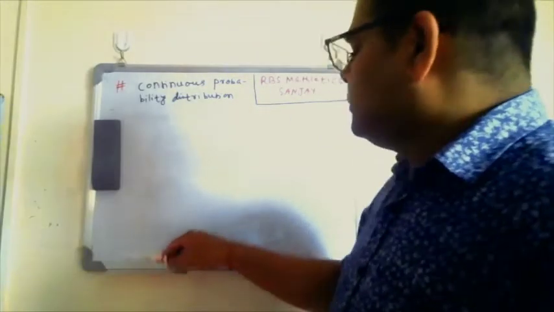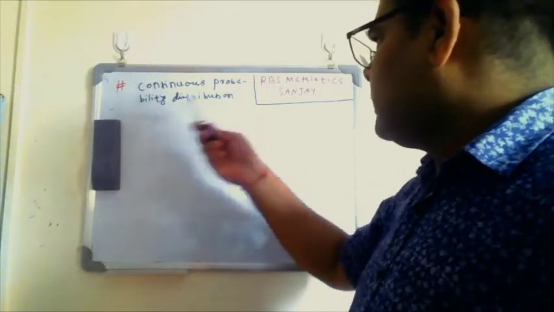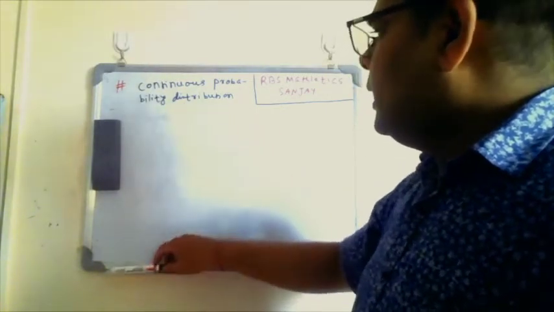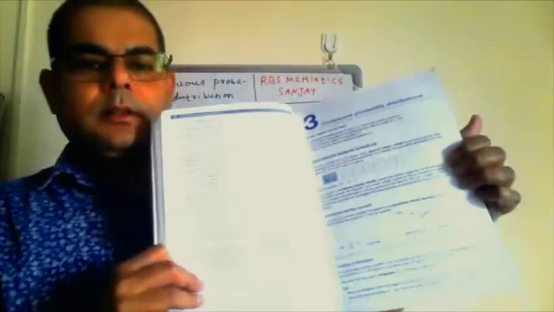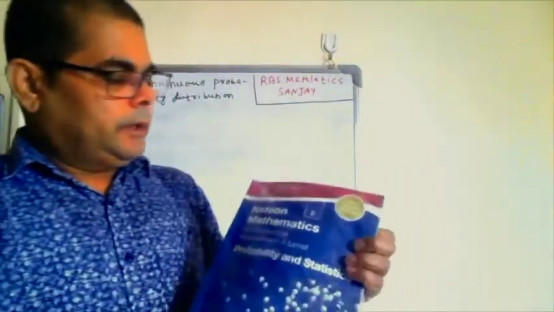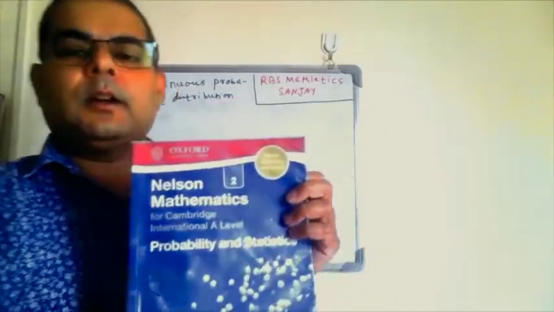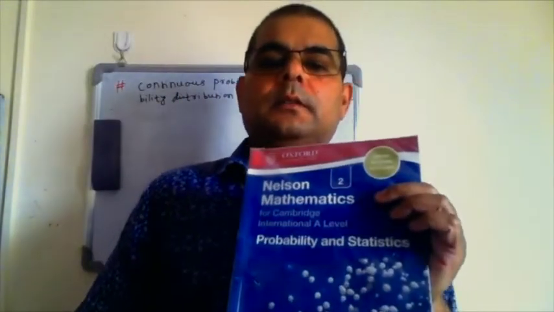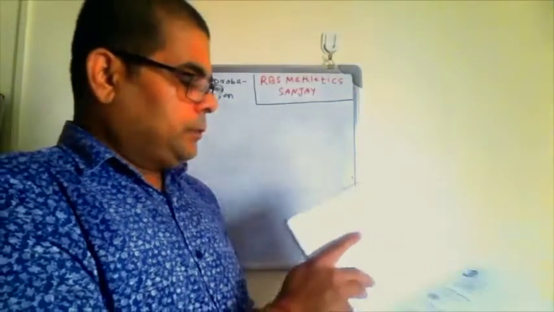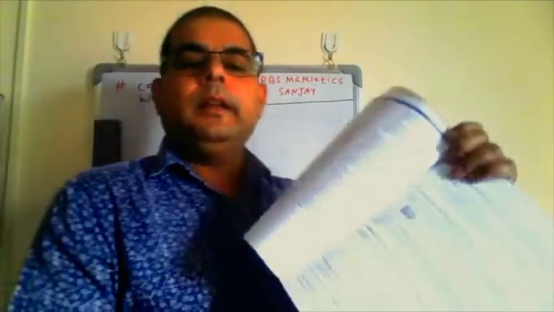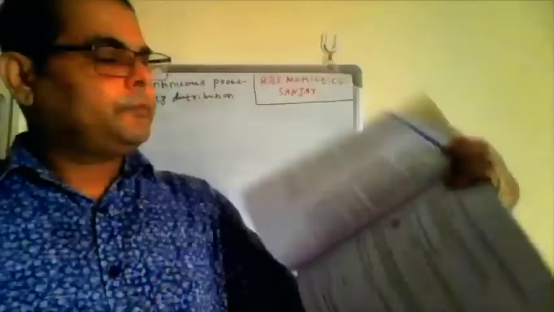Today we are going to discuss continuous probability distribution, and this is chapter 3 from the Nelson Mathematics book compiled by J. Crawshaw, J. Chambers and P. Balaam, and this is especially designed for A-level mathematics and statistics courses.